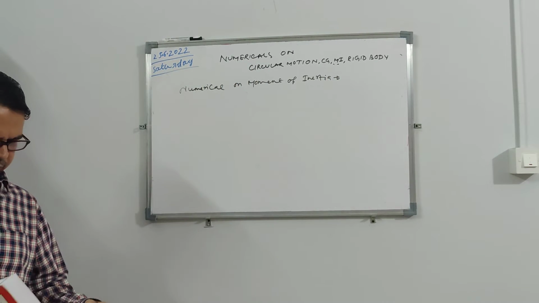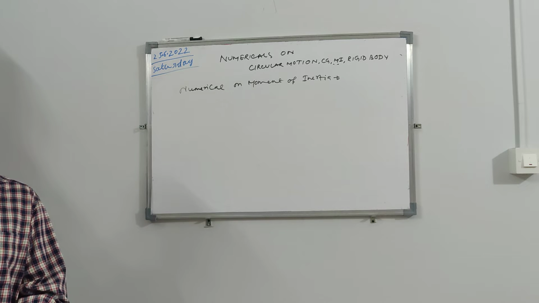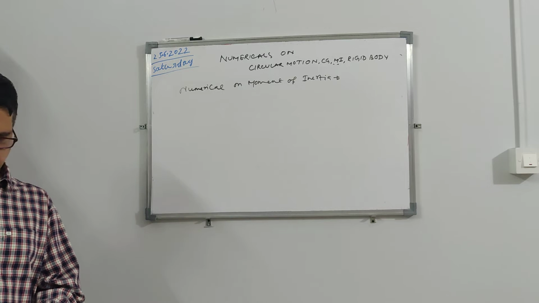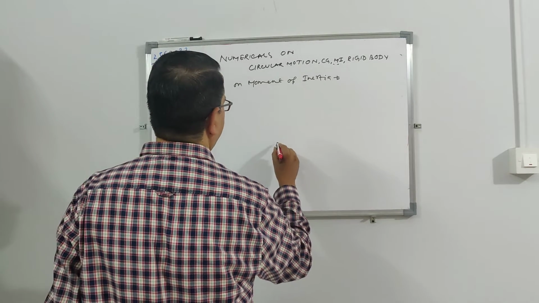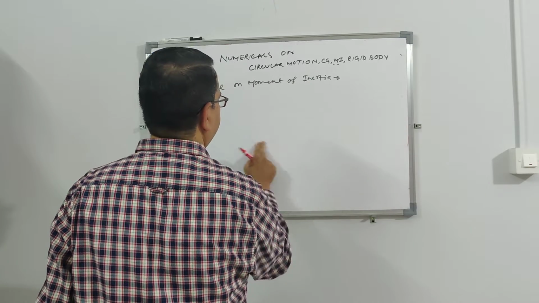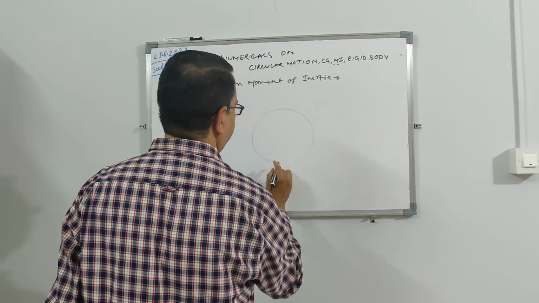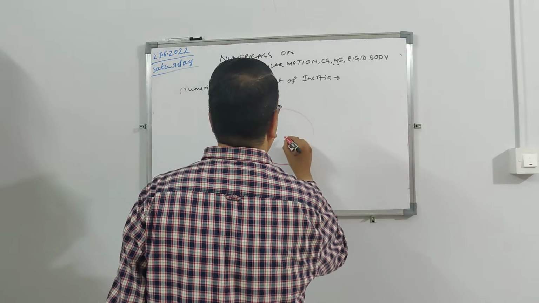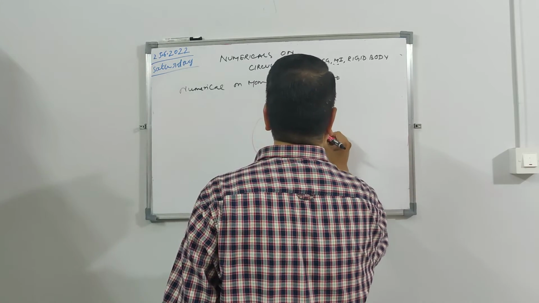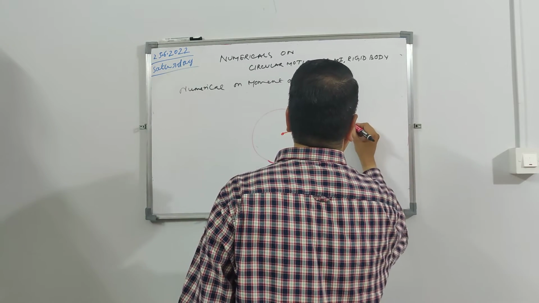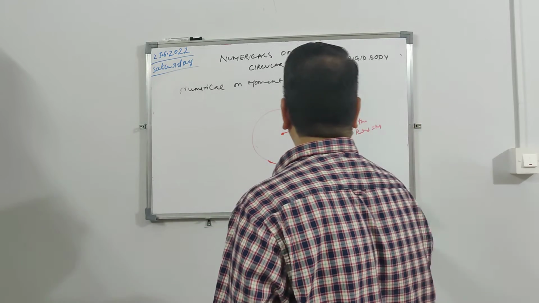The question is, the moment of inertia of a circular ring of radius r and mass m about its diameter is. So this is just a memory question. This is my ring, this is the center of the ring, this is my radius, and the mass of this ring is m.